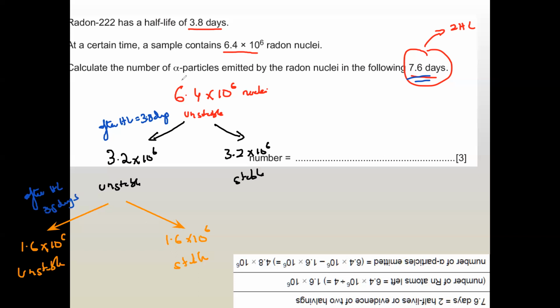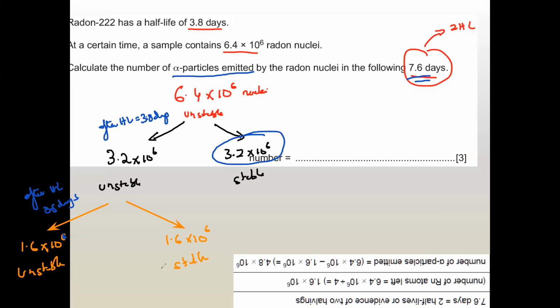Because two half-lives are there, the question is to calculate the number of alpha particles emitted. The stable ones have already emitted. They will not emit now. Unstable ones continue emitting. So how to find the total number of alpha particles emitted? It means how many atoms are stable.